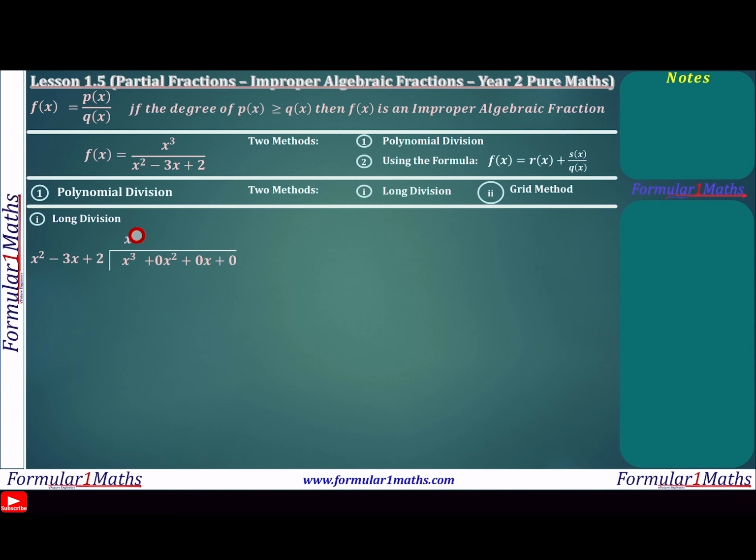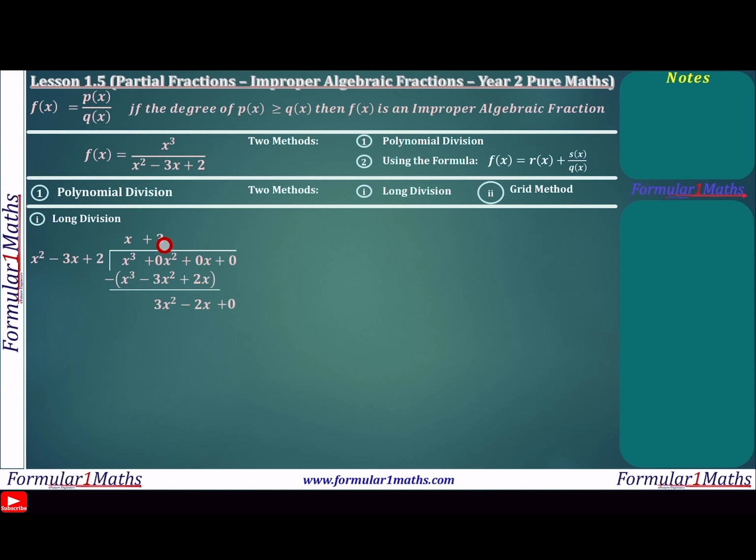I then multiply x by this divisor, and I'm going to get x cubed minus 3x squared plus 2x. I'll then do my subtraction, and x cubed minus x cubed is nothing. 0 minus 3x squared is 3x squared, and 0 minus 2x is minus 2x. So I get that. I then bring down the 0, and I'll get that. Then I look at this and that, and find a number that I'll multiply x squared by to get 3x squared, and that will be plus 3.